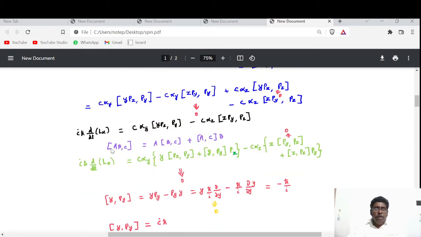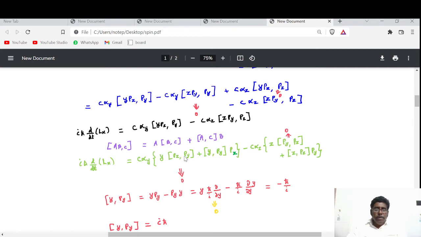Consider this formula, [ab, c] equals a[b, c] plus [a, c]b. Say this term is expressed using this formula. This is a, this is b, this is c. So c αy into a outside, y, and inside the square bracket [b, c], that is [pz, py], plus inside the square bracket [a, c], so [y, py] is present inside the square bracket, and b is present outside. The value of b is pz. Using the same formula, expand this term also, we can get the equation of this form.